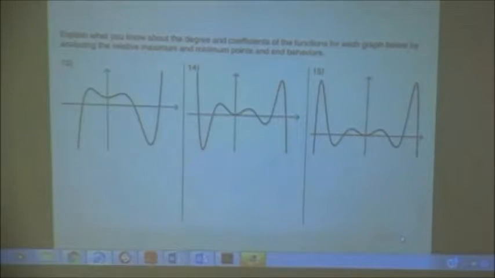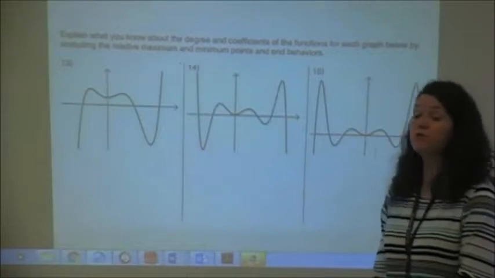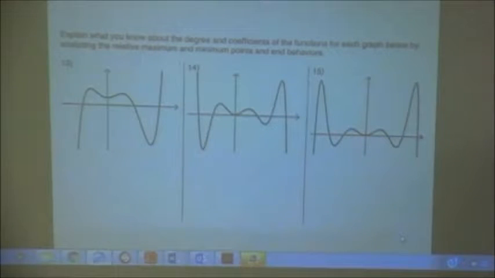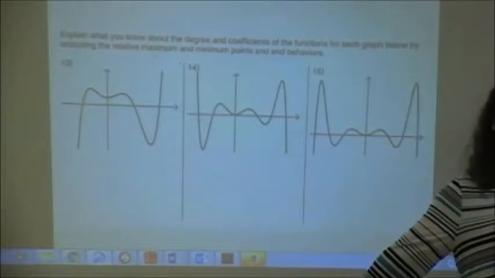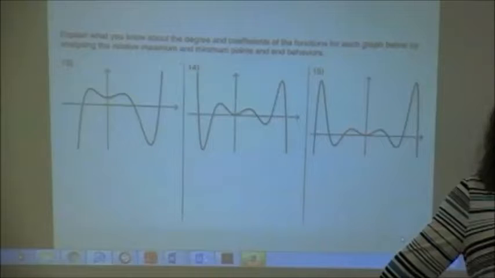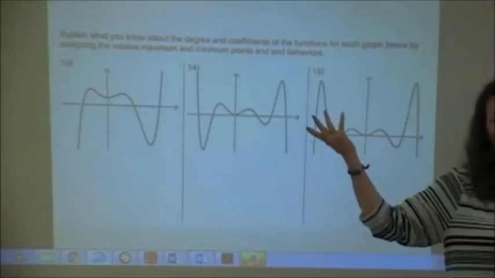Next one. What's the degree? It's 7. 7th degree. Again, I knew it was odd because it's got one up, one down. This time, what's your coefficient? Negative. Because the linear parent function would end like this, and that one's backwards. It ends like this. So that means it has to be negative.